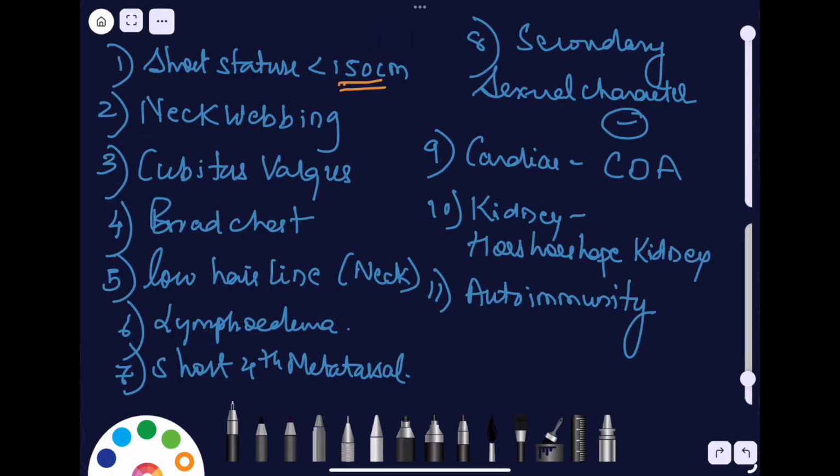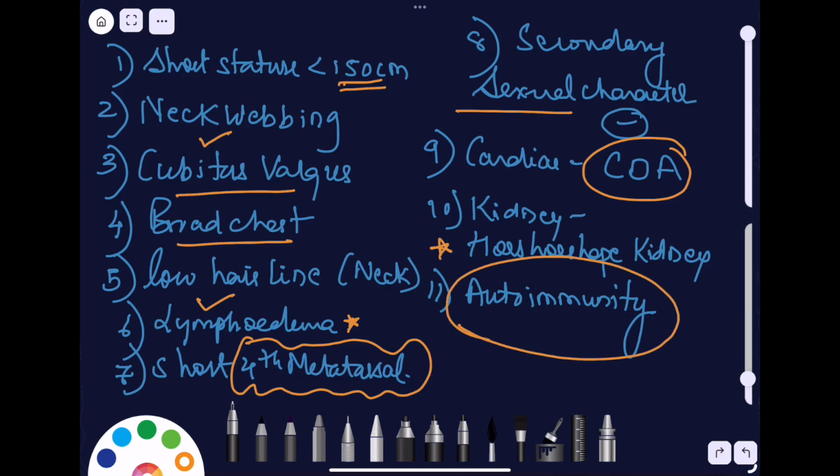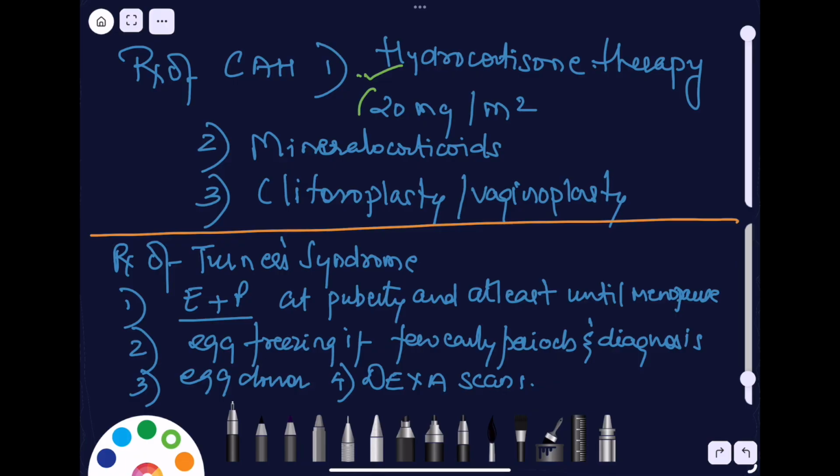multiple autoantibodies. Clinical picture shows these patients have short stature less than 150 centimeters, neck webbing and low hairline, presence of cubitus valgus with a deformity of the hand, broad chest, short fourth metatarsal. Secondary sexual characters are absent. There is presence of cardiac and kidney abnormality, which includes coarctation of aorta and horseshoe-shaped kidney.